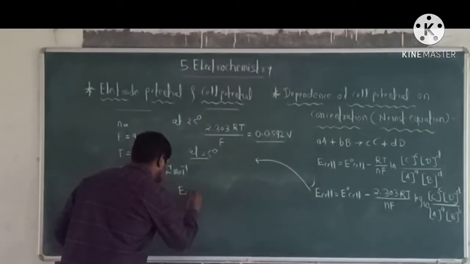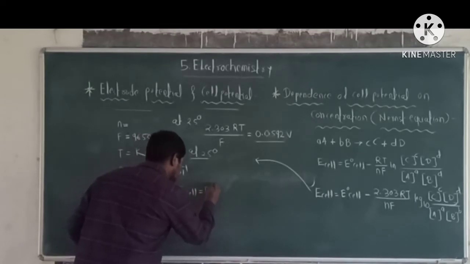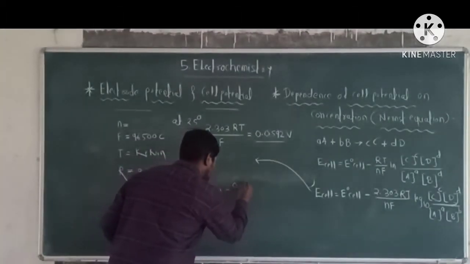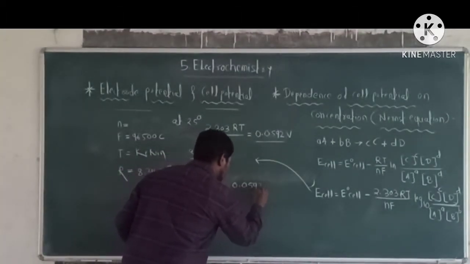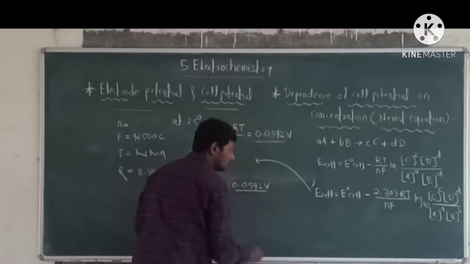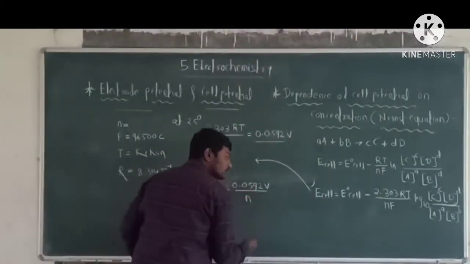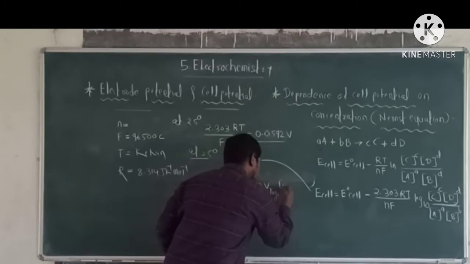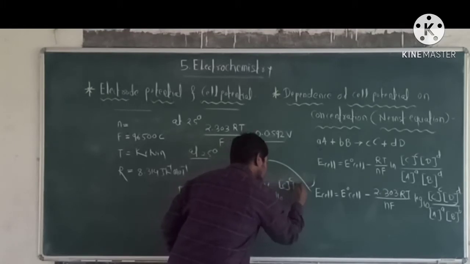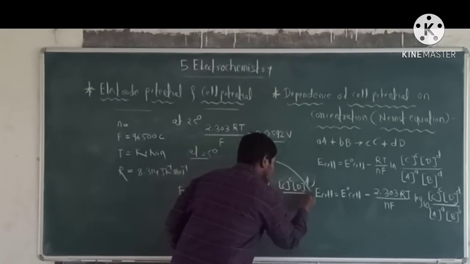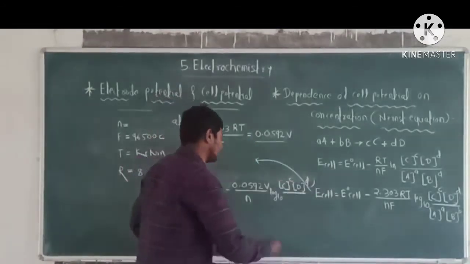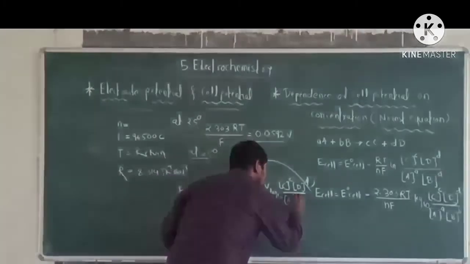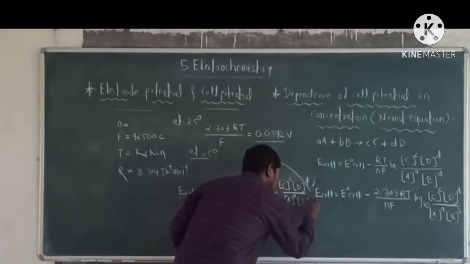Therefore at 25 degree Celsius, this equation becomes E cell is equal to E0 cell minus 0.0592 volt divided by n into log to the base 10 of concentration of C raised to c, concentration of D raised to d, divided by concentration of A raised to a and concentration of B raised to b.